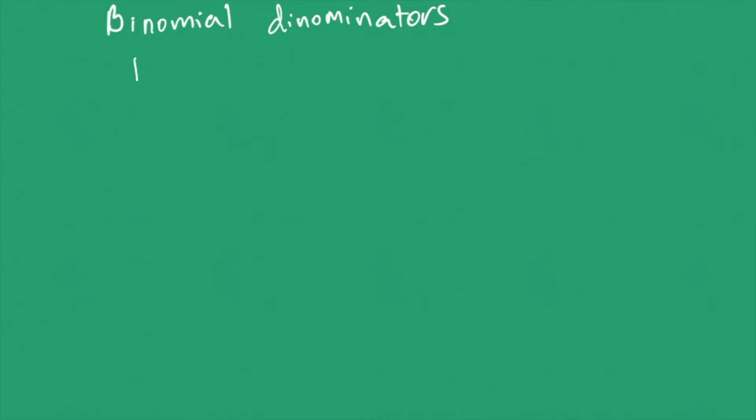Consider the expression 1 over square root 7 minus square root 5. How can we write this as a quotient with a rational denominator?